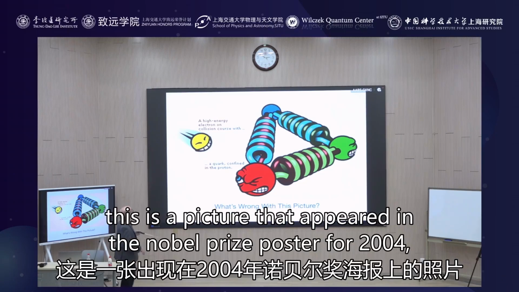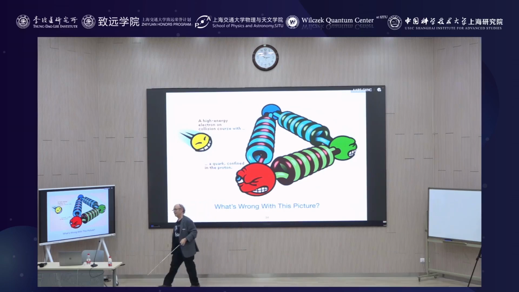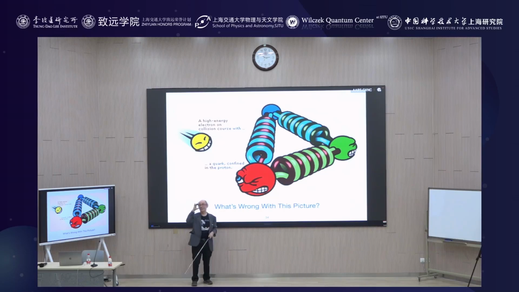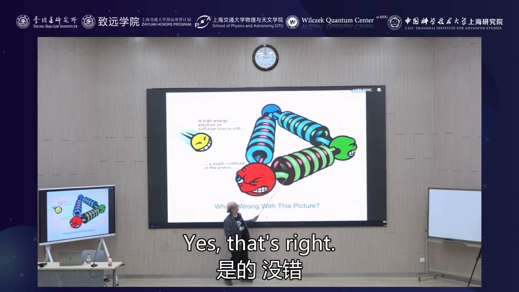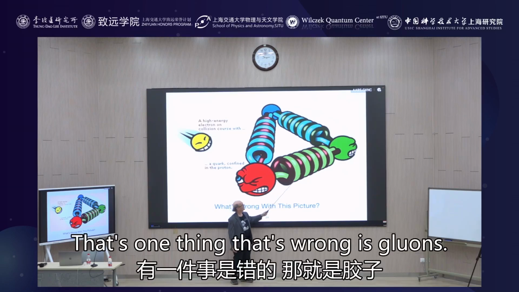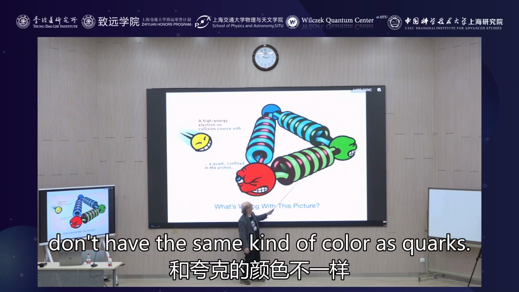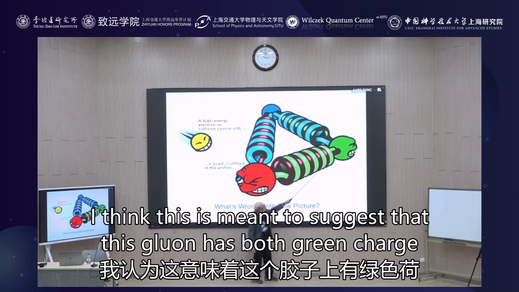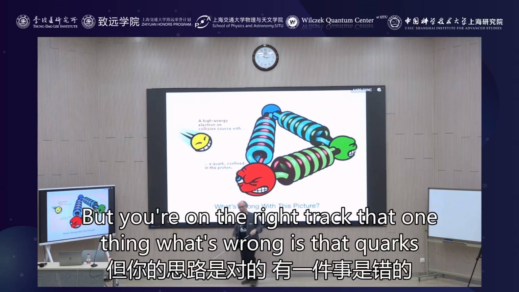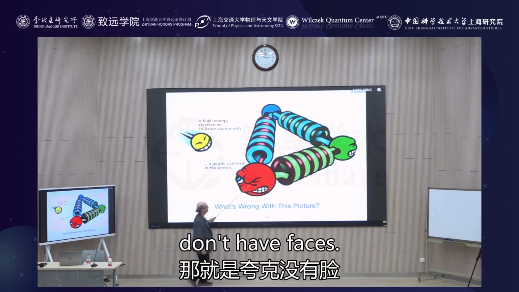So this is a picture that appeared in the Nobel Prize poster for 2004. And it is wrong. Can you tell me what's wrong with this picture? What's that? A gluon. Yes, that's right. The gluon, that's one thing that's wrong, is gluons don't have the same kind of color as quarks. I think this is meant to suggest that this gluon has both green charge and red anti-charge. But you're on the right track. What's wrong is that quarks don't have faces.